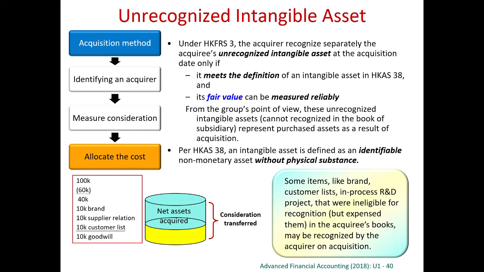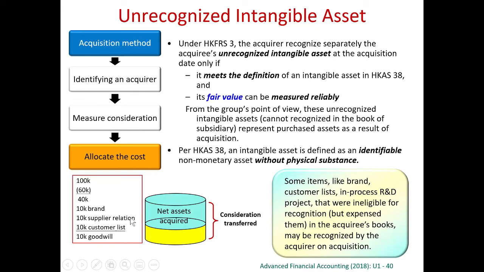Also, I pay 10,000 because I know the relationship with the suppliers is very good for that company. I want to get that supply relationship, and therefore I pay 10,000 for that supply relationship. In addition, I want to get the customer list of that company. I don't know their customers, but I want to know their customers. So that's why I acquire that business, so that I can get their customer list. I can contact them. Therefore, I pay 10,000 for that customer list.